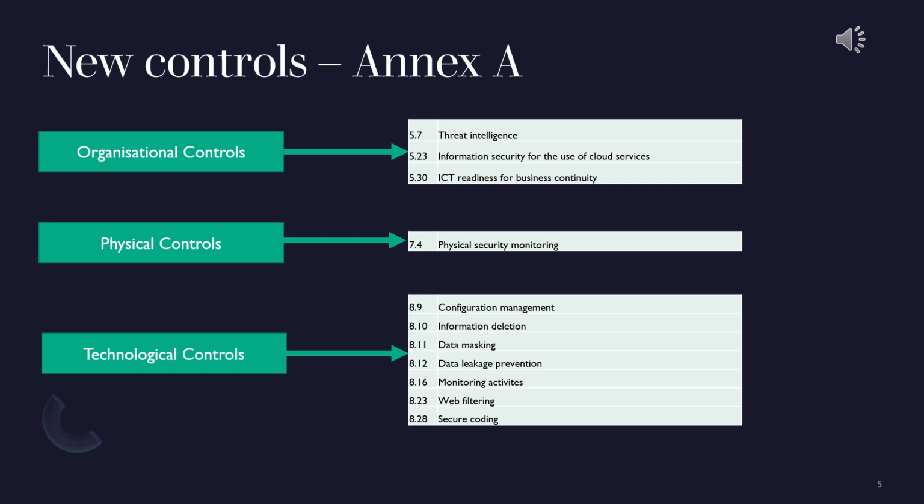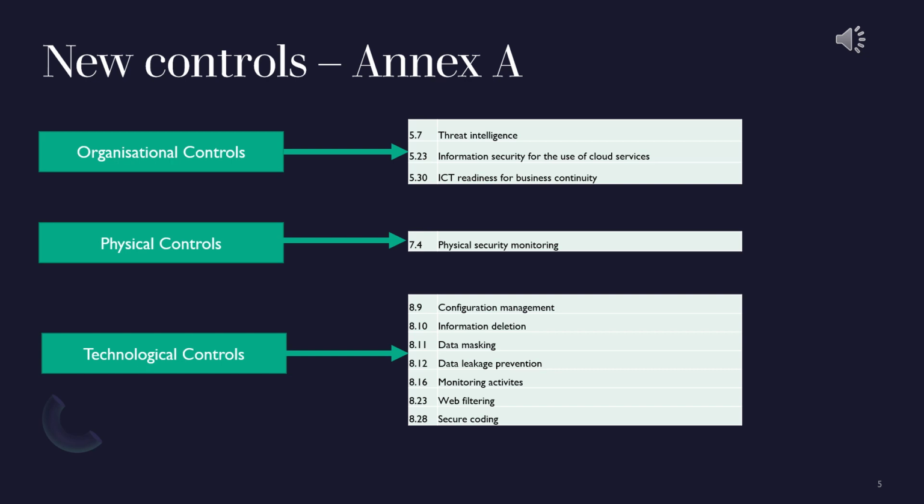Here we'll have a look at the new controls that feature within the new version of the standard. Control 5.7, Threat Intelligence, is designed to ensure that as an organisation we have sources where we can get information about new or emerging threats. This information can be used as part of a risk assessment or threat modelling. Control 5.23 is information security for the use of cloud services. This requirement is in place to ensure that the use of cloud services is secure and to ensure that you implement access management, availability requirements, governance and disaster recovery.